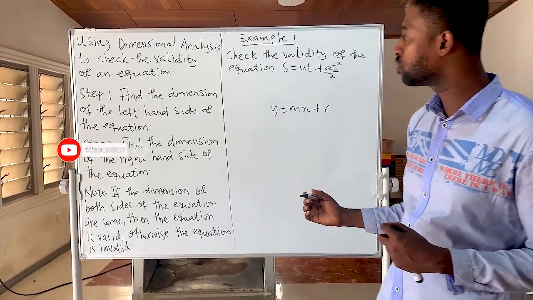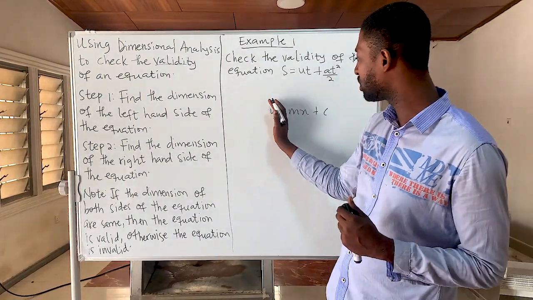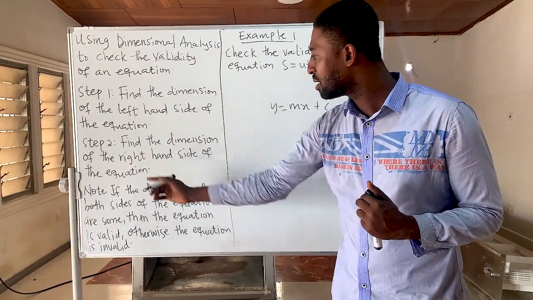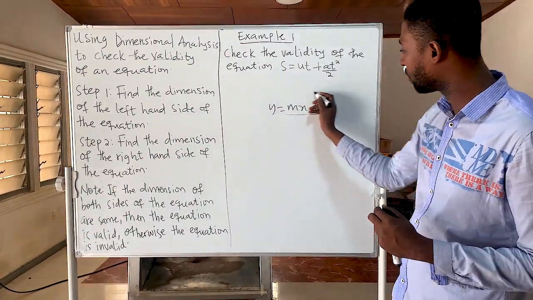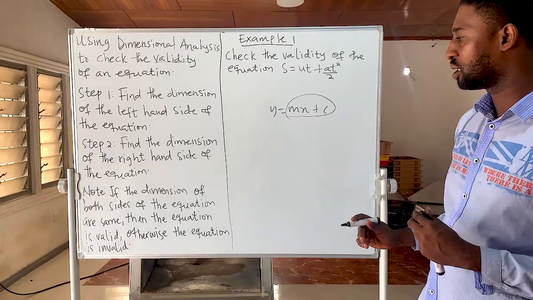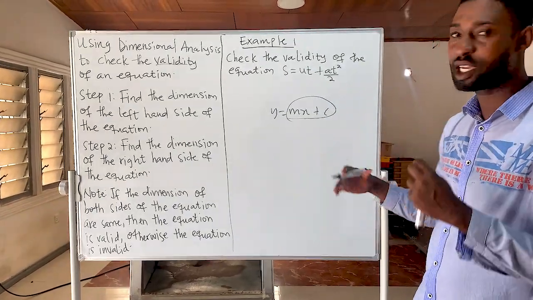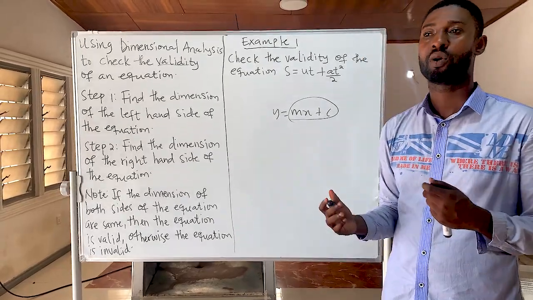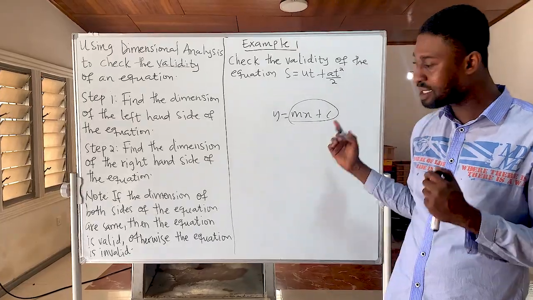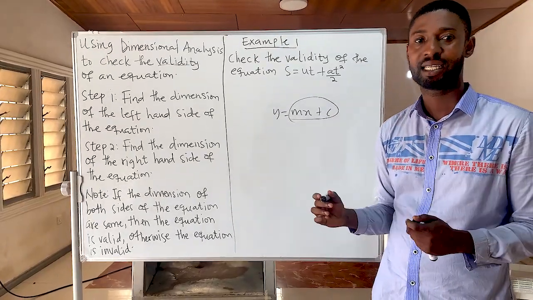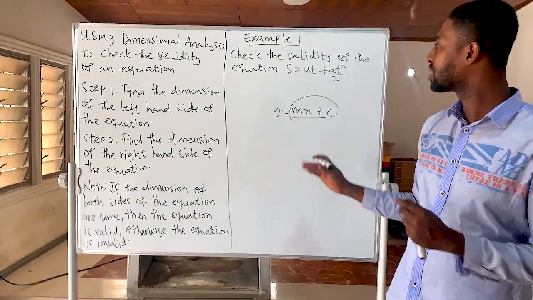So what you are supposed to do is find the dimension of the left-hand side first. Then the next step is find the dimension of the right-hand side of the equation. Note, after you are done finding the dimensions of the left-hand side and the right-hand side, if they are the same, it means that the equation is valid. Otherwise, the equation is invalid.